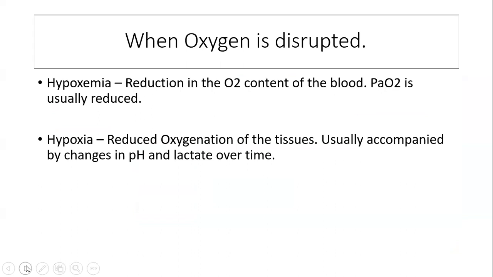Now, what happens when oxygen is disrupted? You initially will have hypoxemia, where there's a reduction of oxygen content of the blood. The PO2 in the blood is reduced. And if this progresses for a long time, you have hypoxia, which is reduced oxygenation in the tissue. And this is usually accompanied by pH changes and lactate accumulation.